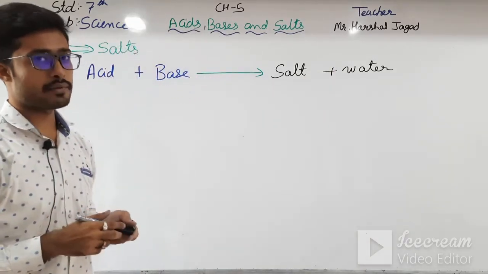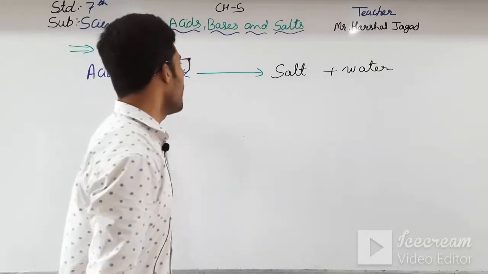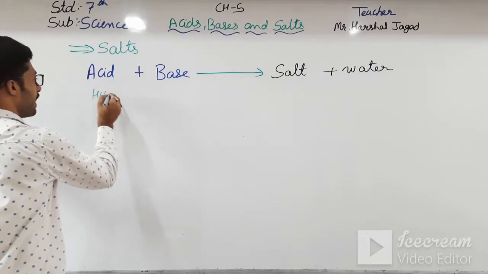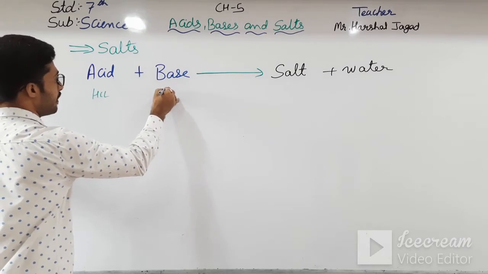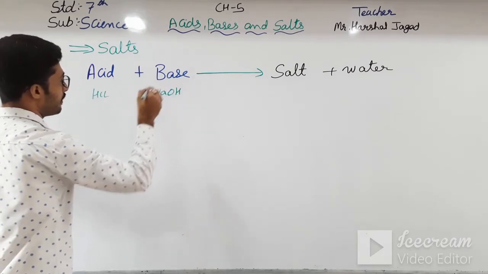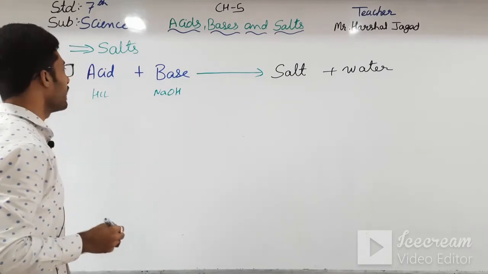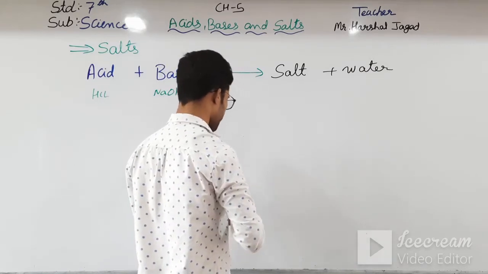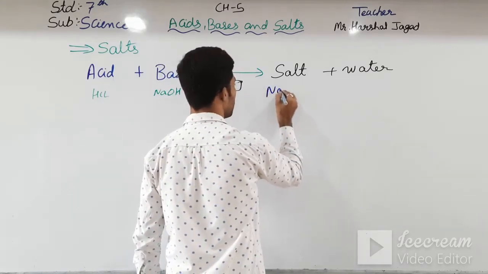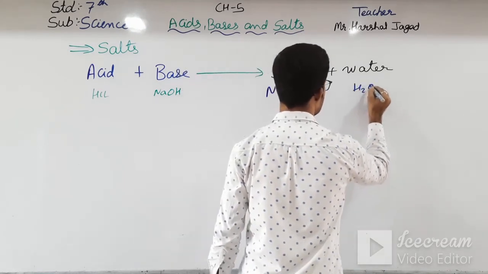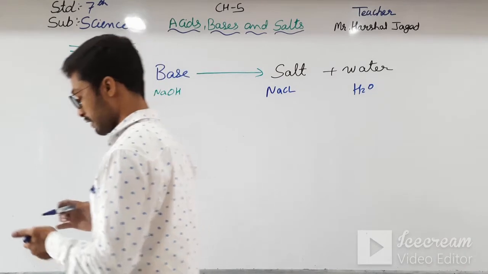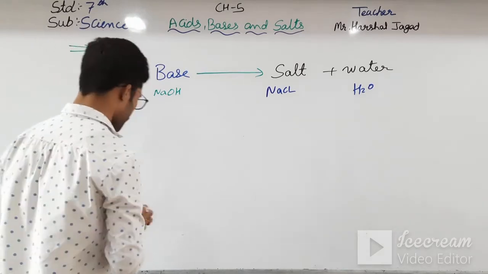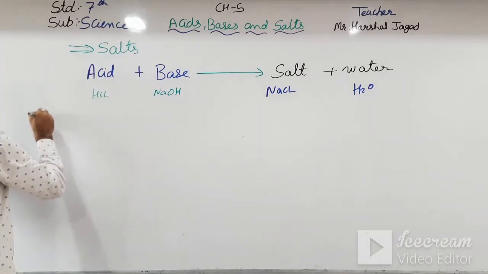Okay students, we have seen the example of common salt. If we take HCl plus NaOH, then what do we get? We get a salt. Which salt? That is NaCl and H2O, that is water. Okay students, that we get. We have also seen the three types of salt. First, that was acidic salt.